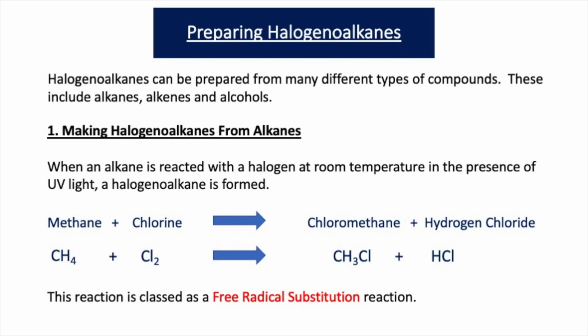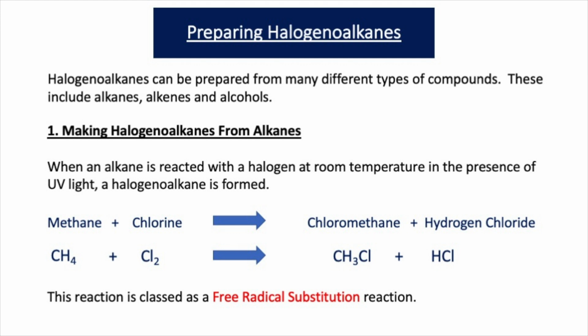Now we're going to start this video lesson by looking at the different ways that halogenoalkanes can be made. Halogenoalkanes can be prepared from a variety of different types of compounds, and these include alkanes, alkenes and alcohols. So let's start with making halogenoalkanes from alkanes.